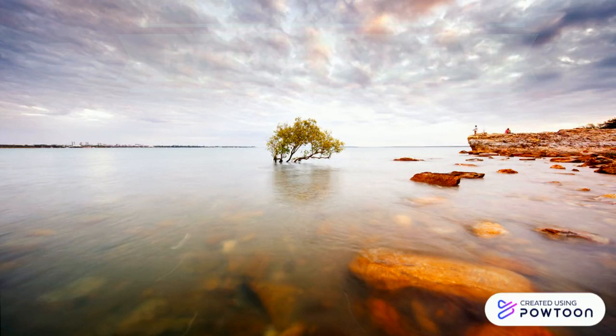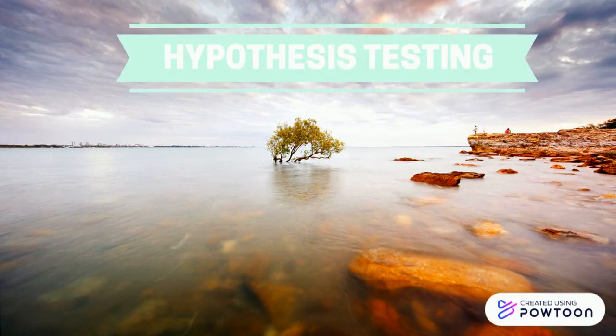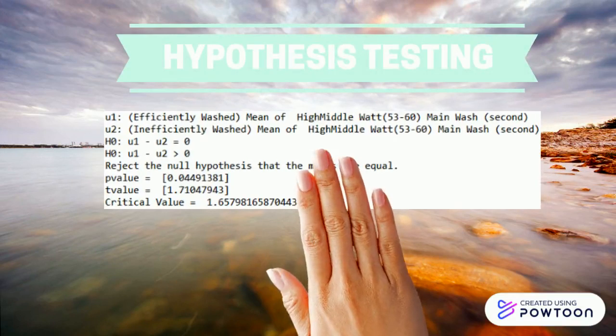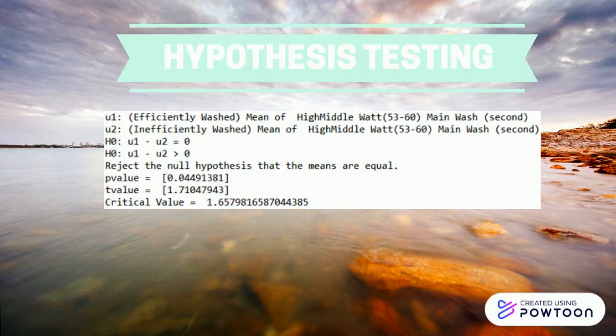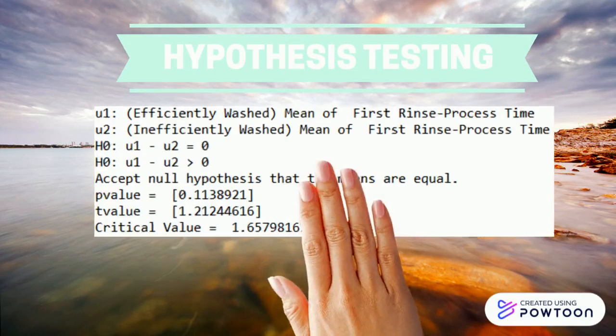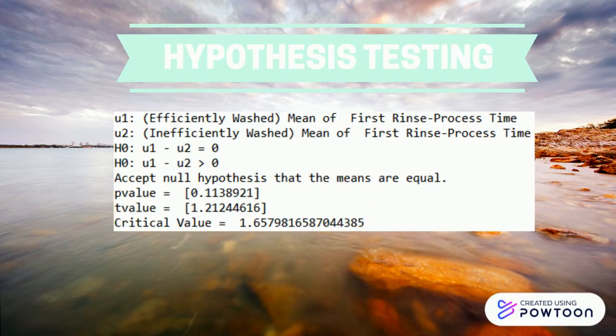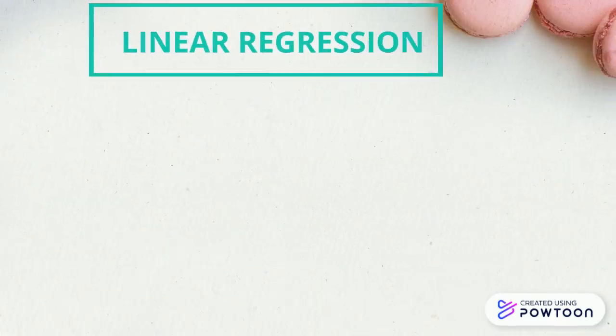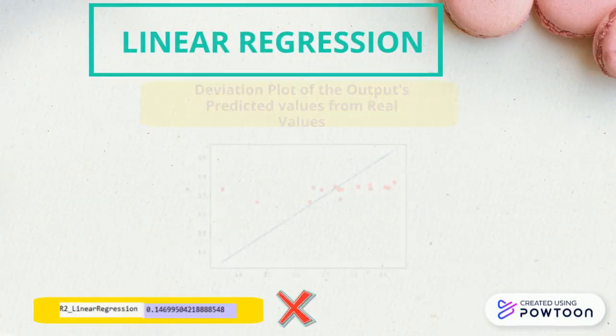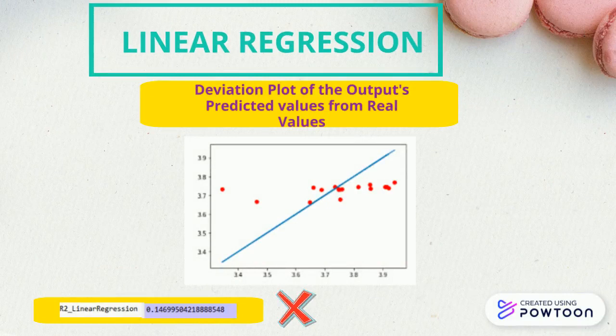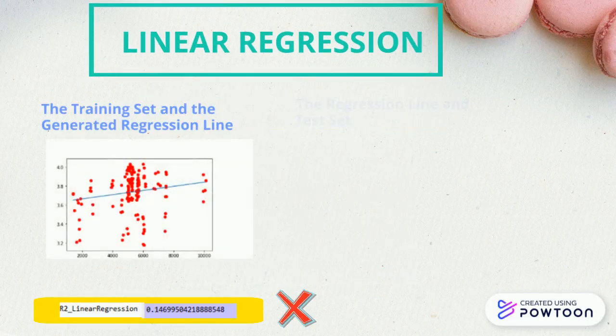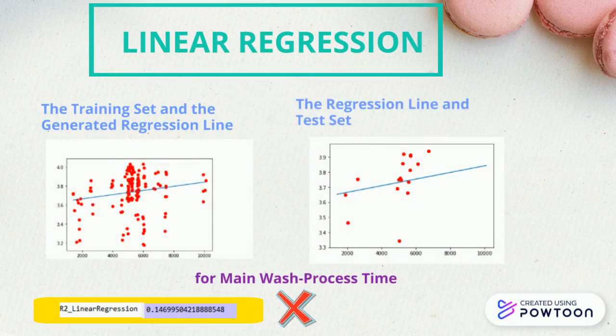to 1. According to hypothesis test implied for some of the inputs, the main wash process at high middle watt time has a positive effect on the output value, and mean of first rinse process time has no relation with the output. After implying the linear regression for each of the inputs, the R-squared test did not give satisfying results. This means the inputs do not have a linear effect on the output by themselves.